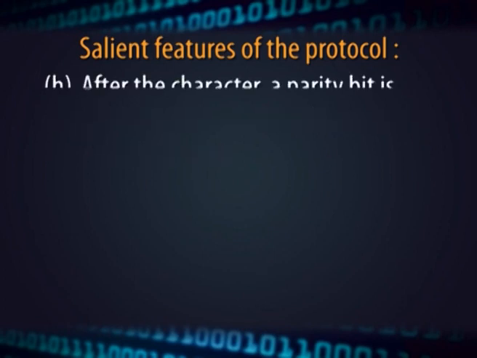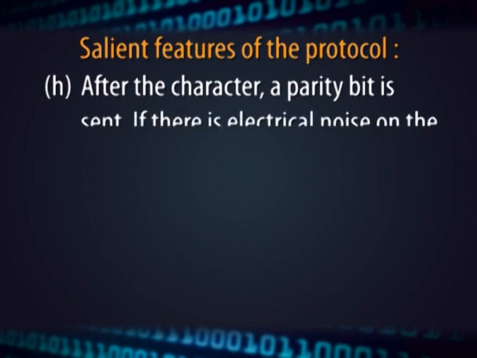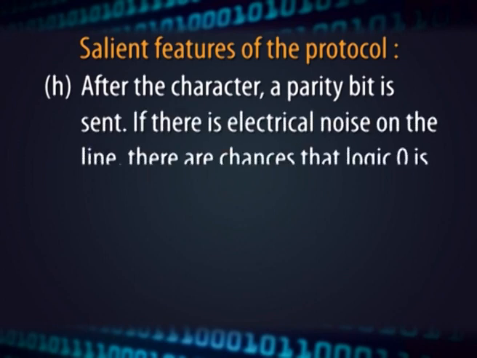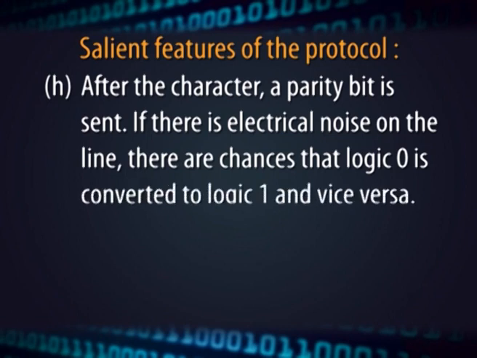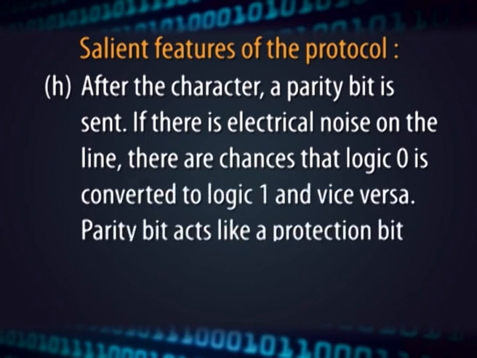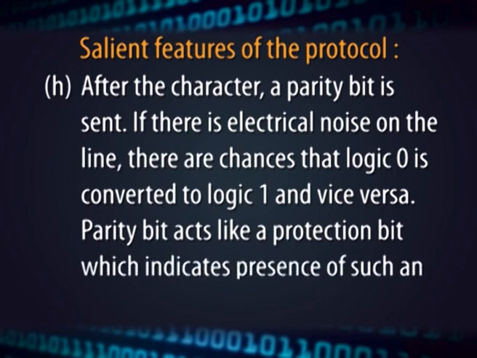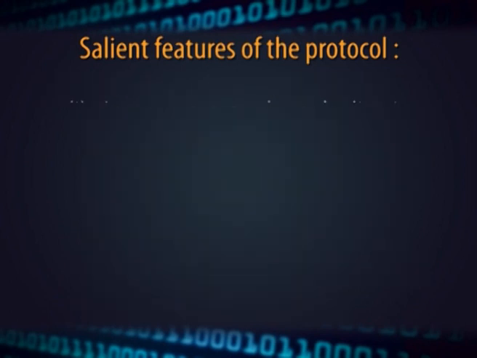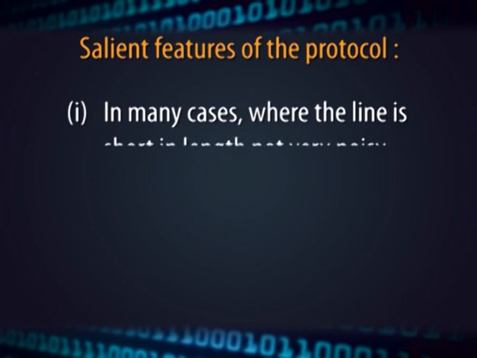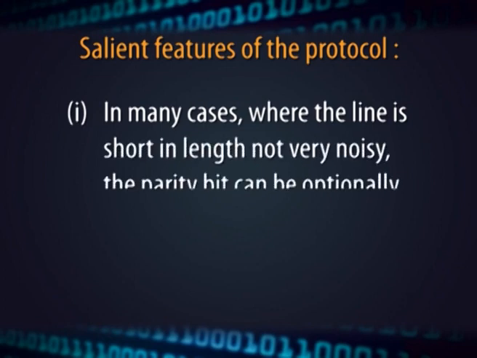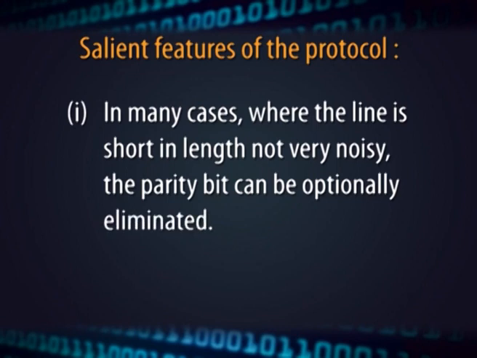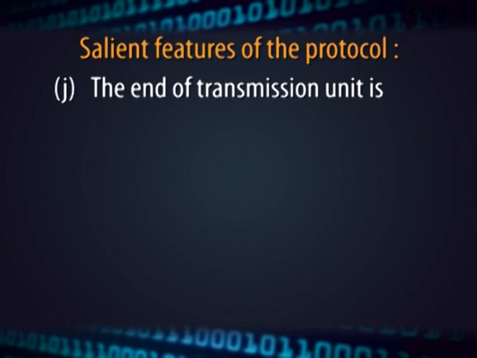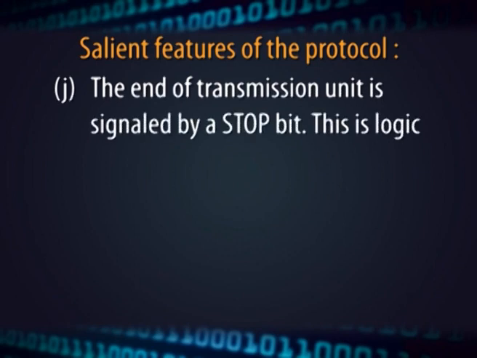H. After the character, a parity bit is sent. If there is electrical noise on the line, there are chances that logic 0 is converted to logic 1 and vice versa. The parity bit acts like a protection bit which indicates the presence of such an error at the receiving node. I. In many cases where the line is short and not very noisy, the parity bit can be optionally eliminated. J. The end of the transmission unit is signaled by a stop bit.